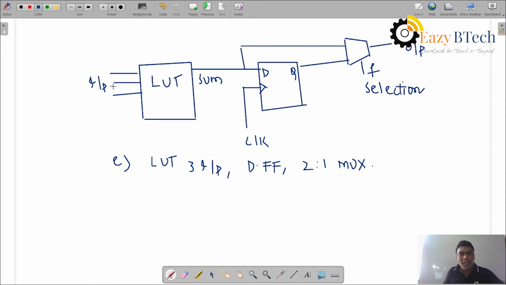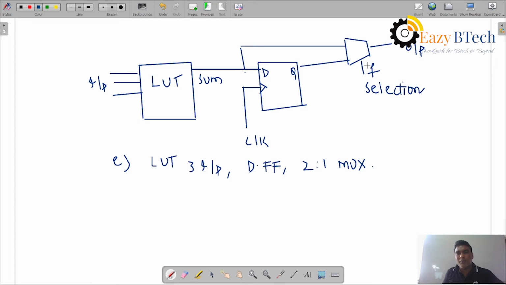Okay, according to the input, the lookup table stores bit data, only 1 bit of data. Then the output is some value which is given to the D flip-flop. If you want to store the data, the same data will be connected here. If not, it is connected directly. According to the clock signal, it will be stored and given to the multiplexer.